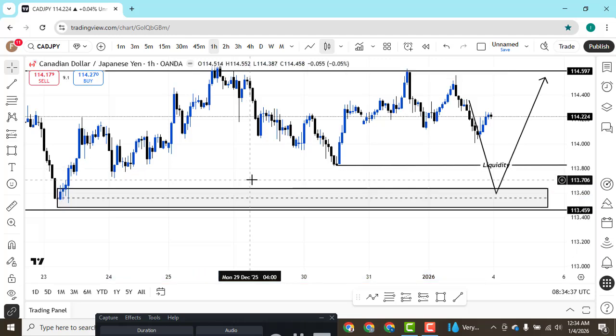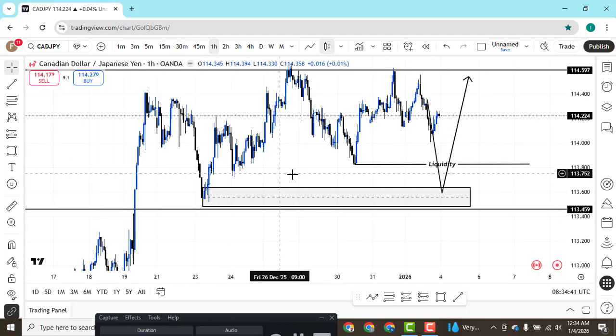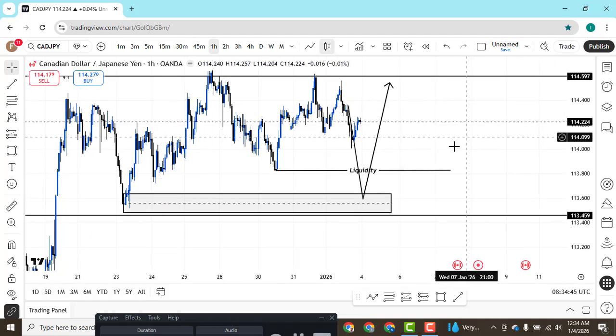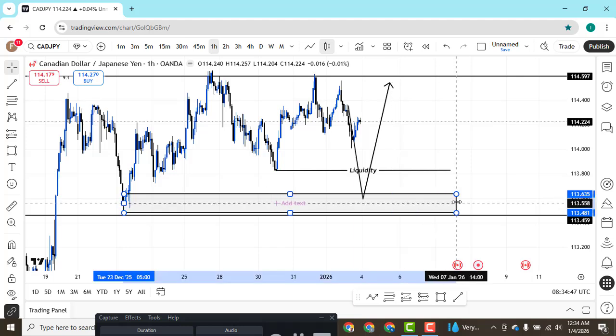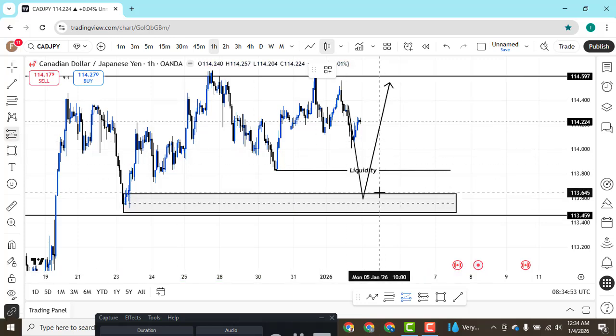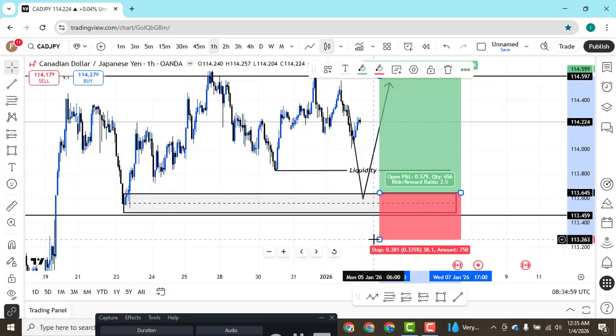So that is what I'm going to be taking. I'll take from here. I expect the market to sweep this liquidity and move to the upside. So this will be our entry point. I will put my entry here and target the next support level, the next resistance level.